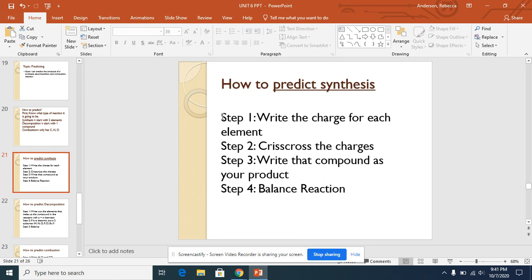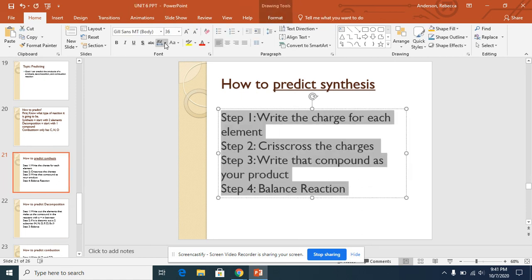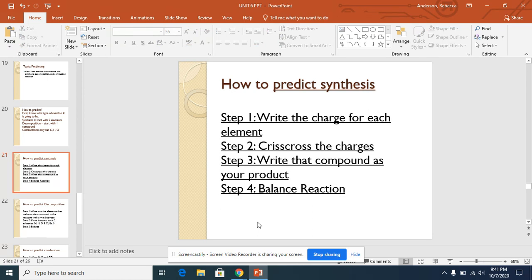Okay, so here, how to predict synthesis. Step 1, write the charge for each element. Step 2, crisscross the charge. Step 3, write that compound as your product. And step 4, balance the reaction.